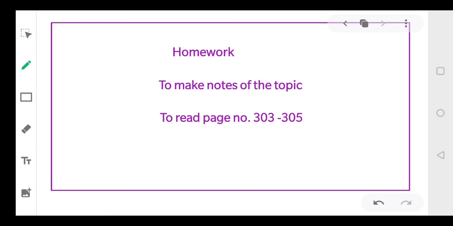Now coming to your homework, dear students, first of all you will make notes of this topic. Read this topic thoroughly. This is page number 303 to 305. Read these page numbers very carefully. And if there is any doubt, you will surely contact me, right?